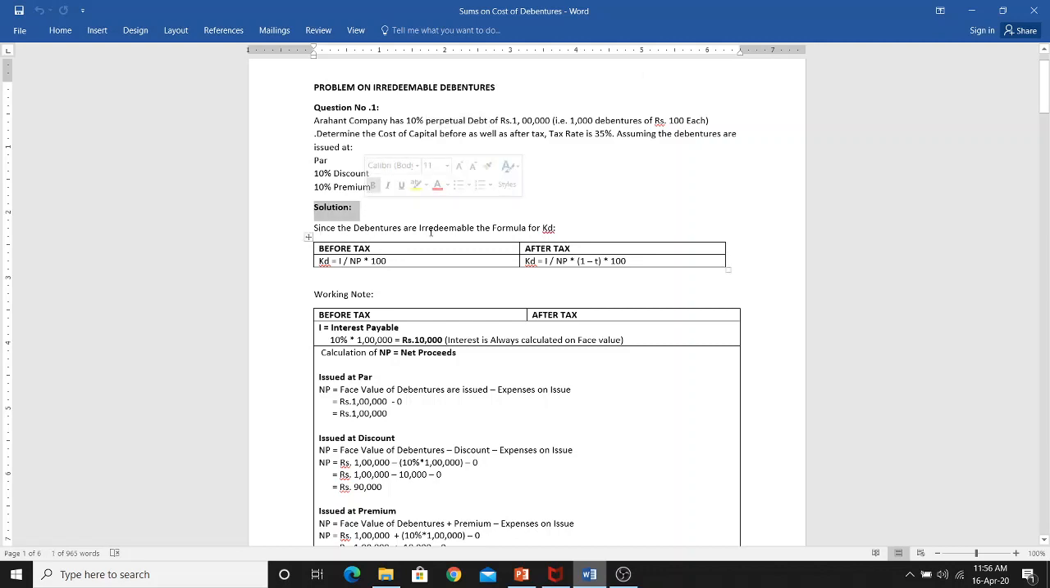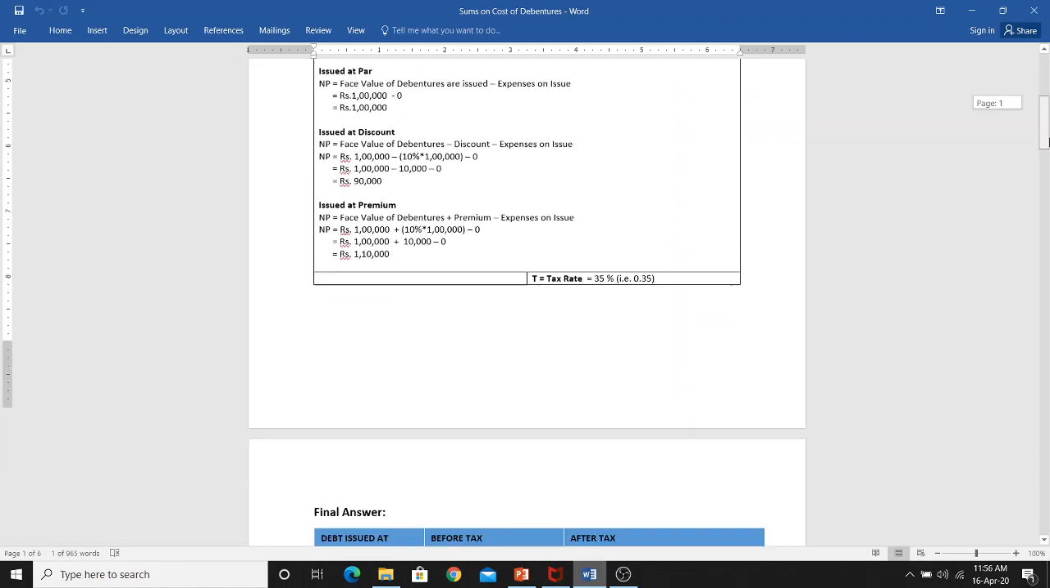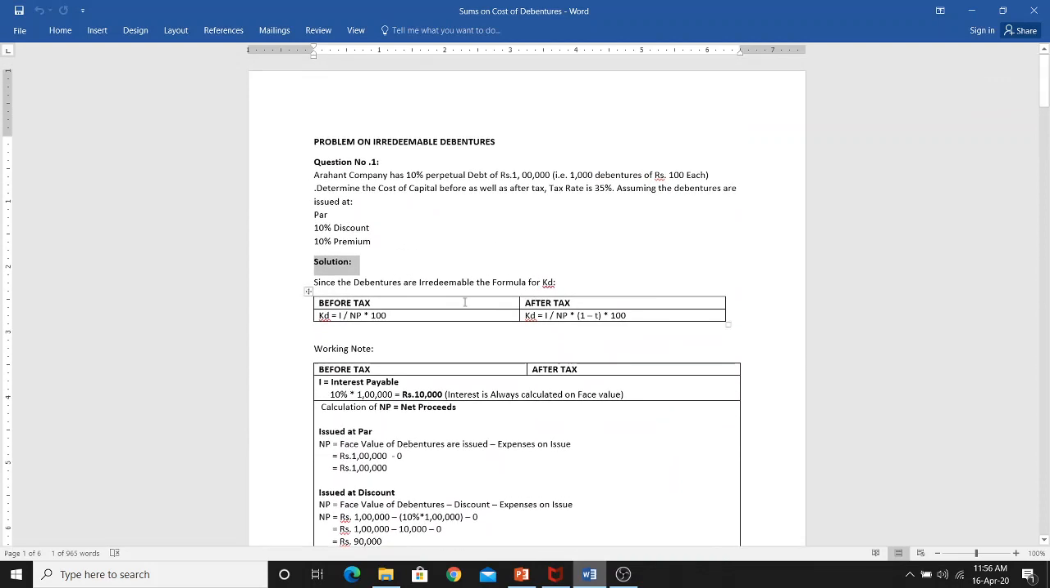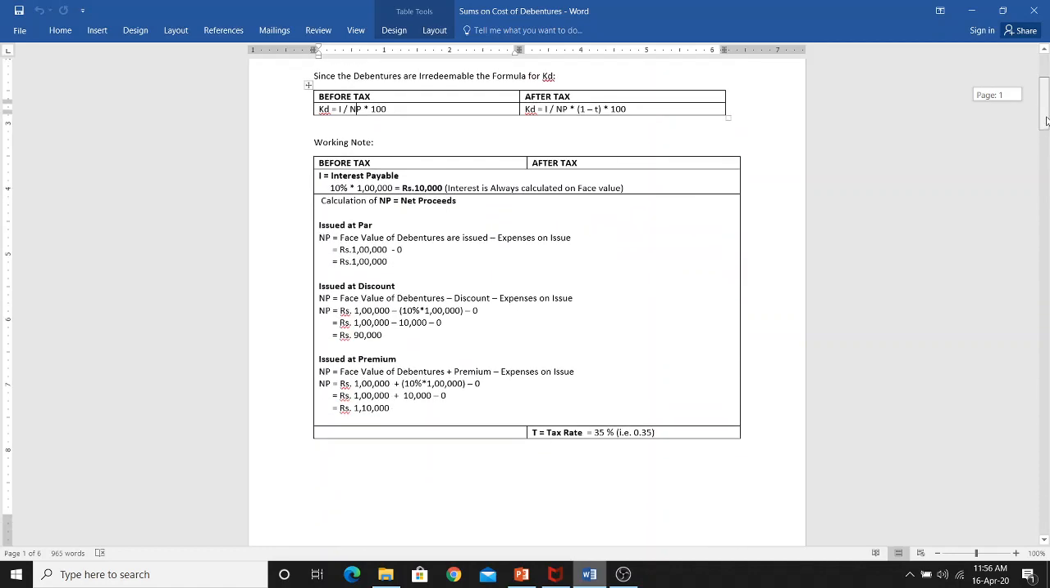Since the debentures are irredeemable, what is the formula for Kd? Before tax, it is I divided by NP into 100, and after tax it is I divided by NP into (1 minus T) into 100. Before we solve, we should know the value of I and the value of NP. Once we know I and NP, it is going to be easy for us to solve. So before that, we do a working note.